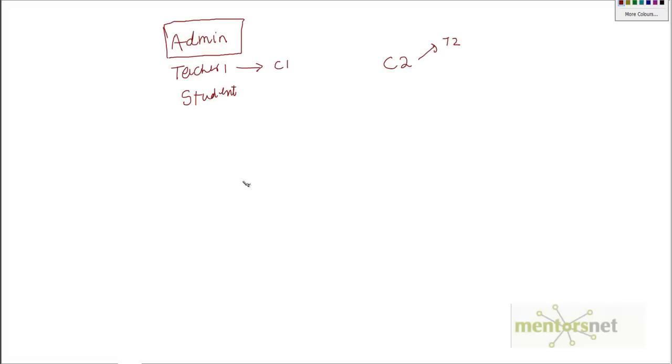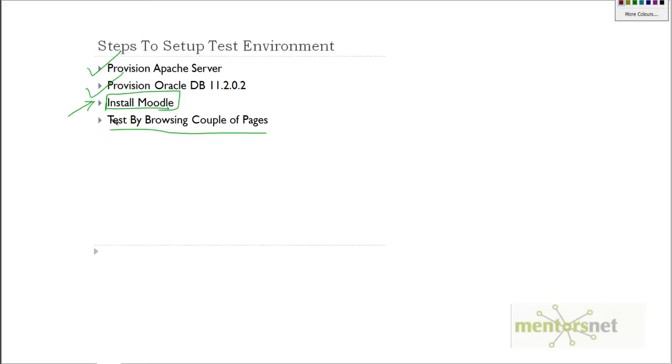What we are showing is that we have an admin user, a teacher user, and a student user. Admin or teacher can create a course, and a student can take the course, that means see the content, take the quiz, participate in the discussion forum, and so on. We have tested that the system is working by browsing a couple of pages.